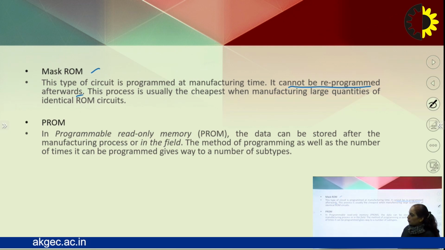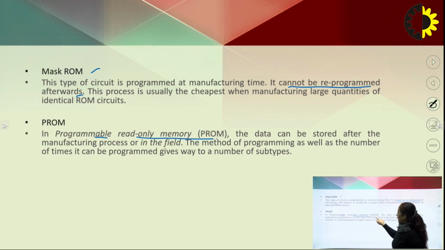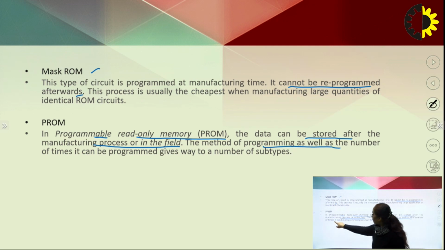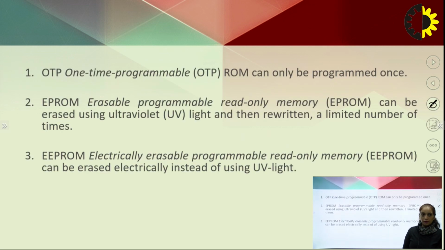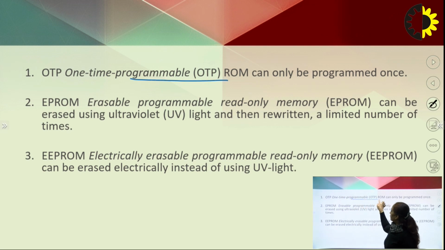Next we have the PROM. PROM stands for programmable read-only memory. The data can be stored after the manufacturing process or in the field, and the method of programming as well as the number of times it can be programmed gives rise to a number of subtypes. We have these subtypes. The first one is the one-time programmable ROM. It can be programmed only once by the user.